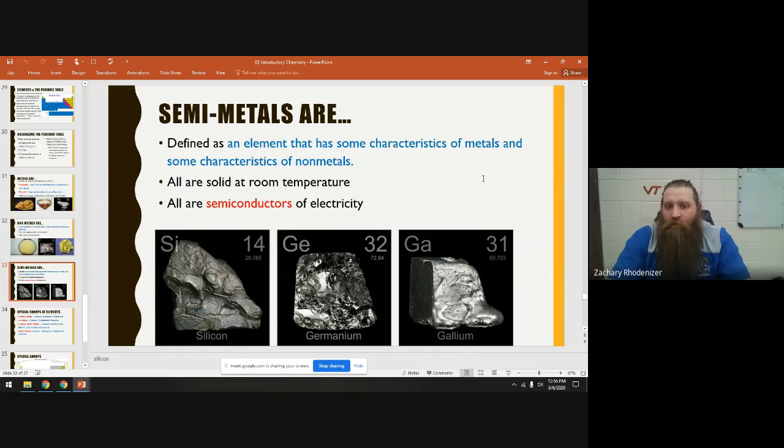Most or all are semiconductors of electricity. So things like silicon we use in computer chips. And I also think germanium can be used in, I was just checking the periodic table on the wall, I think germanium is the other one that finds its way into computer chips. So semi-metals are pretty useful.